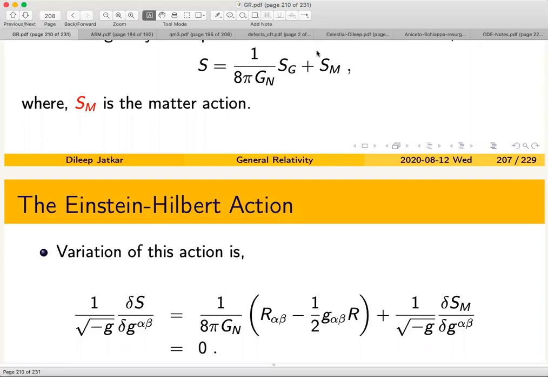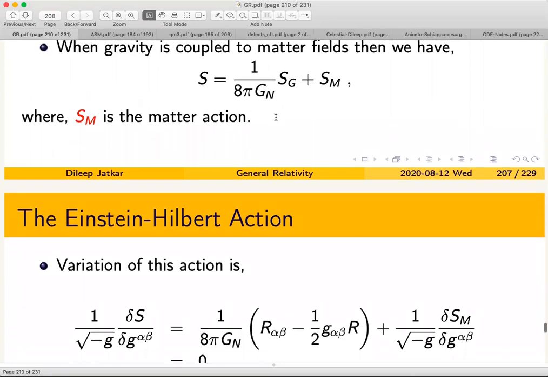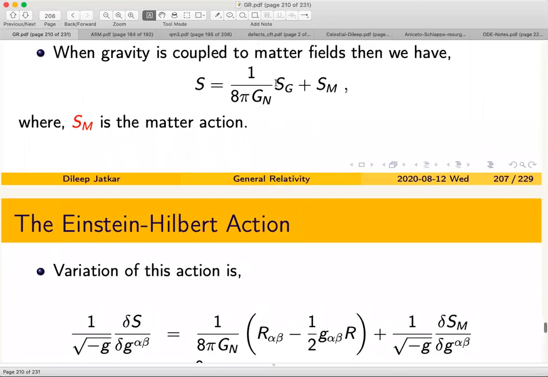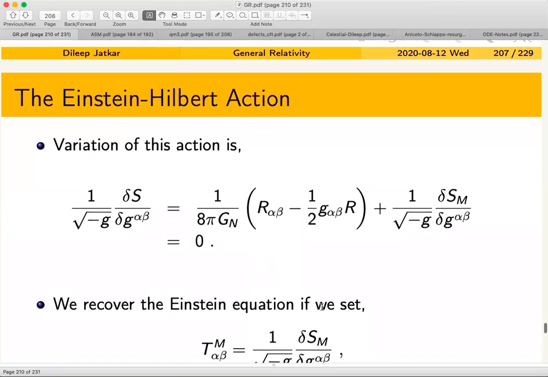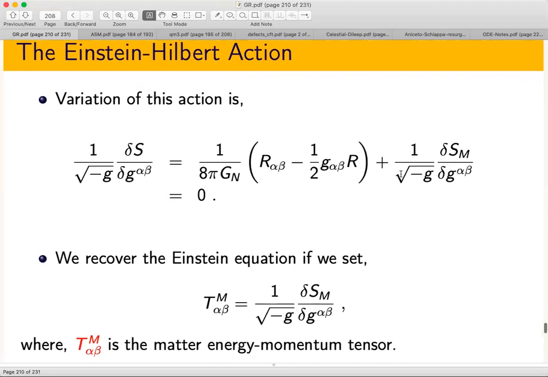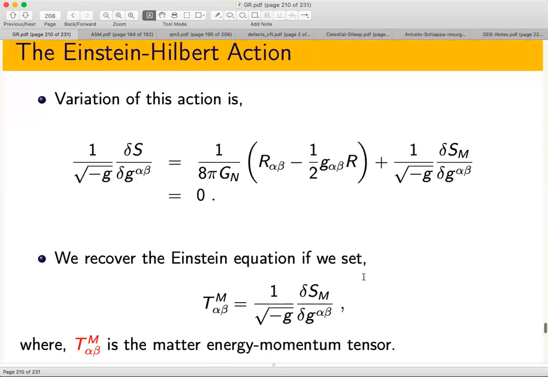So suppose you study variation of this action where you have a matter coupled to gravity. What you find is that the gravity part of the action would give you the Einstein tensor, and then you have a variation of the matter action, and you are going to set this entire piece equal to zero. Okay, and that is the new equation of motion that you will get. And we would recover Einstein equation if this variation of the matter action is proportional to the matter energy momentum tensor.